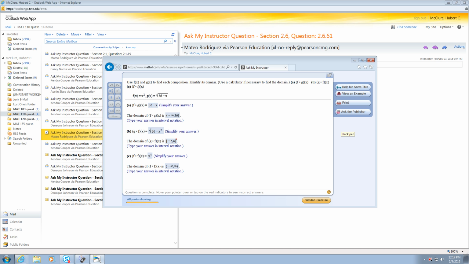G composed of F, what are we going to plug in right here? X squared. And what's the square root of 36 minus x squared? 6 minus what? X, Hubert. That's right, class. And what are we going to plug into f of f? X squared, and x put a square on the outside. And that would be x to the what? To the 4. All real numbers.